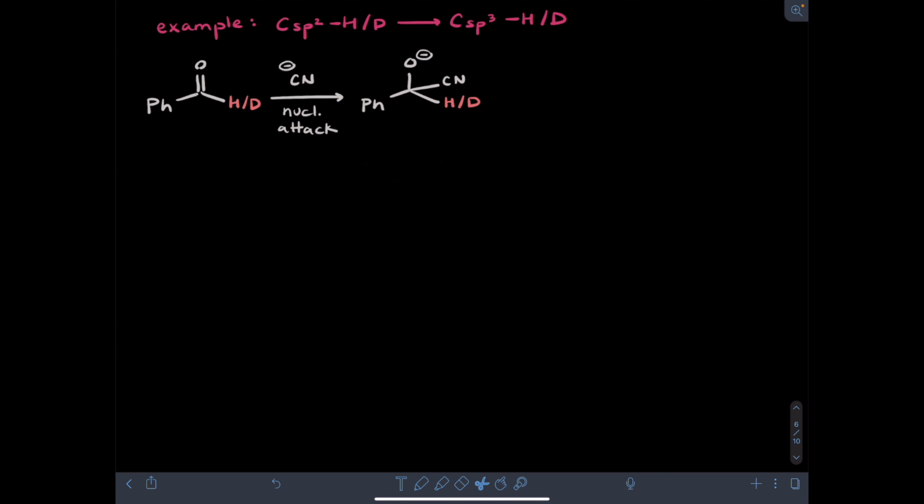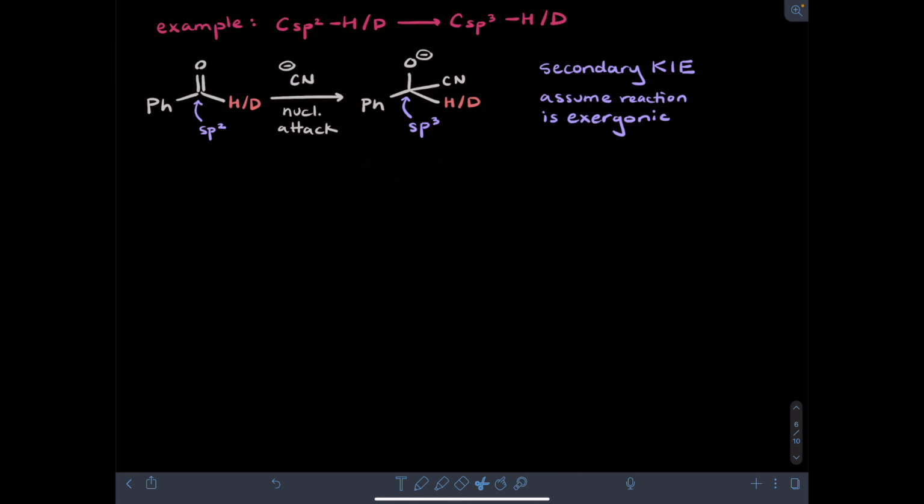Now let's consider an example where we're going from an sp2 hybridized carbon to an sp3 hybridized one. We can see this in the nucleophilic attack of an aldehyde using a cyanide nucleophile. The starting carbon that's bound to hydrogen or deuterium is sp2 hybridized, and in the product it has become sp3 hybridized. Because the bond between carbon and hydrogen or deuterium has not changed, we're looking at a secondary kinetic isotope effect.